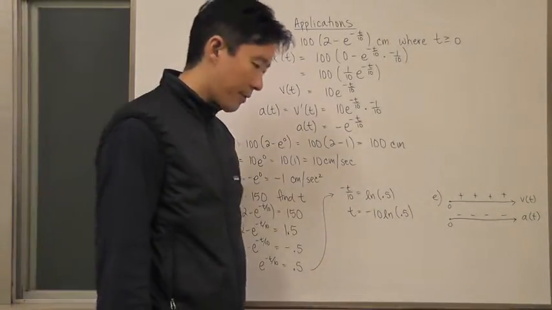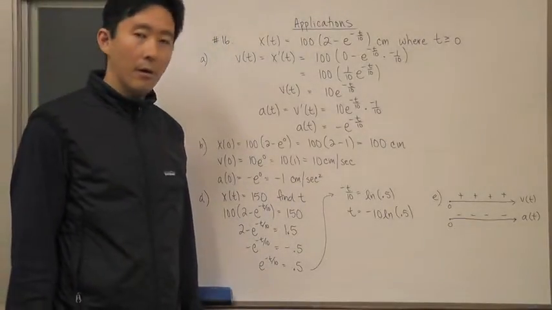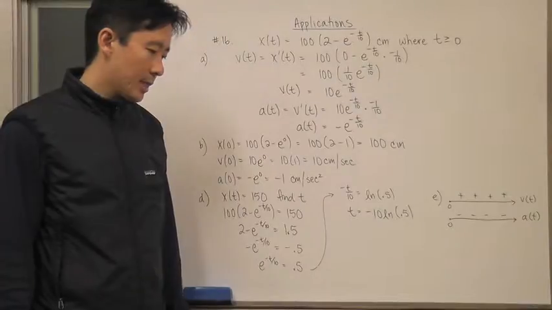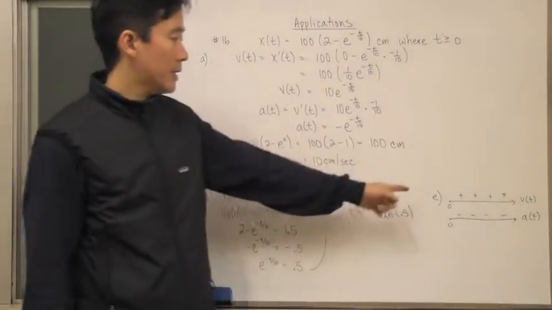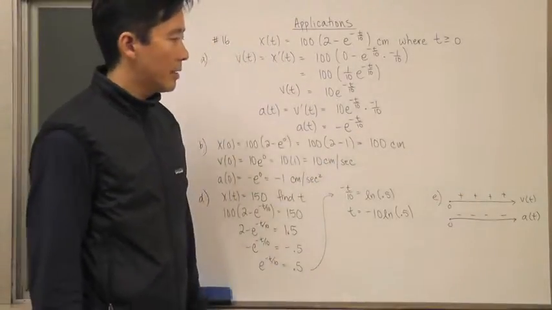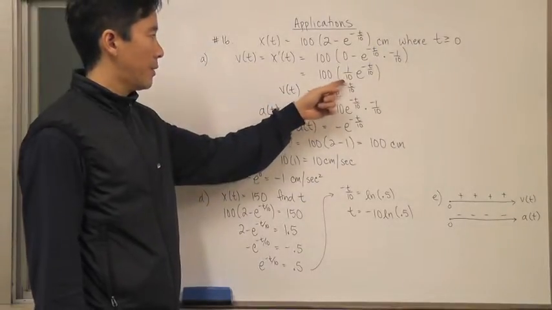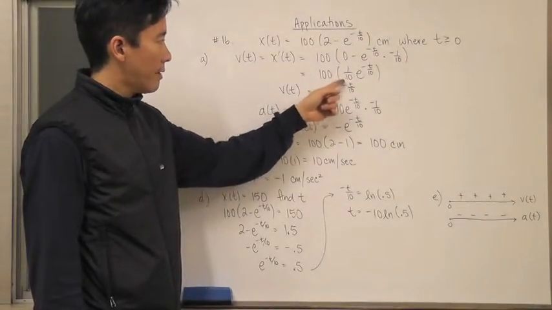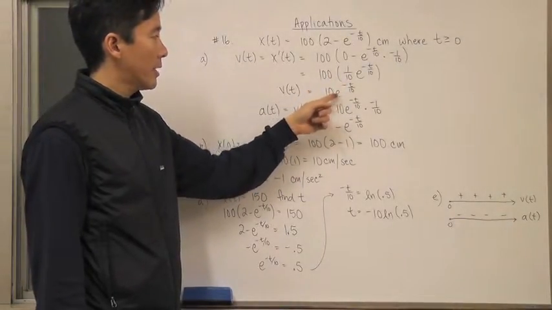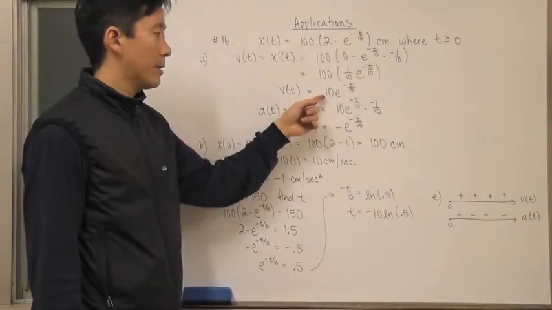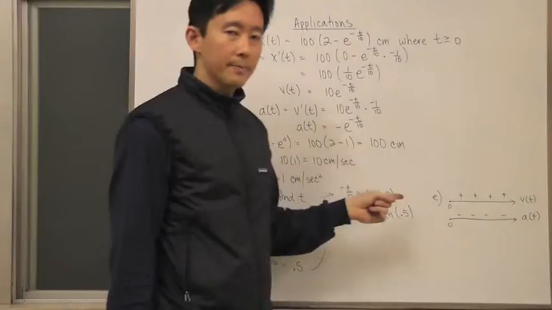Okay, and then for part E, it says explain why the speed of the body is decreasing for all t and its velocity is always decreasing. Now, if we take a look at the velocity function, for any value of t greater than or equal to 0, if I put any value in here, this value right here is always going to be a positive number. And that positive number will be multiplied by another positive number. So the velocity is always positive.